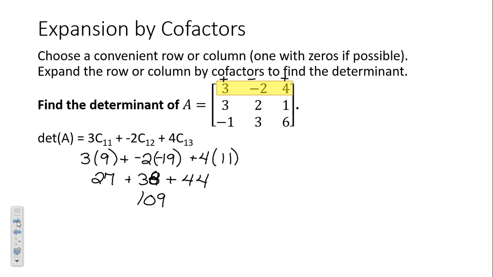Okay. So Caleb may have decided to do the first row and he would have gotten 109. Okay. And if Haley did the third column, she would get 109. And if Alex did the second column, he would get 109. But you'll have different cofactors, obviously, multiplied by other numbers. Does that make sense? Questions on this one? Okay.